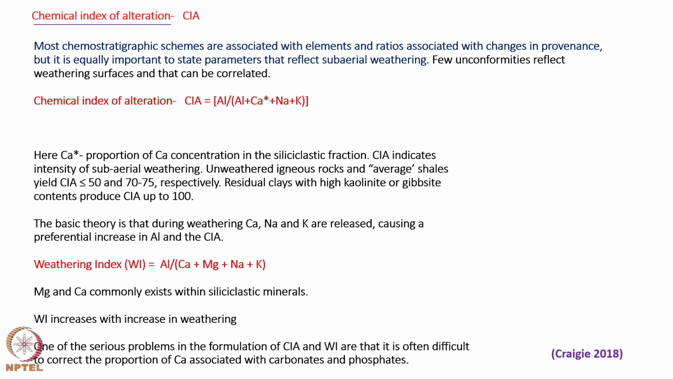Most chemostratigraphic schemes are associated with elements and their ratios, and these are associated with changes in provenance, but it is equally important to state parameters that reflect subaerial weathering. Since the term weathering is coming, unconformities obviously come to mind, and the weathering surfaces can be correlated using the CIA. Chemical index of alteration is Al divided by Al plus Ca* plus Na plus K. Here a star is given, so Ca* is explained. It is the proportion of calcium concentration in the siliciclastic fraction.